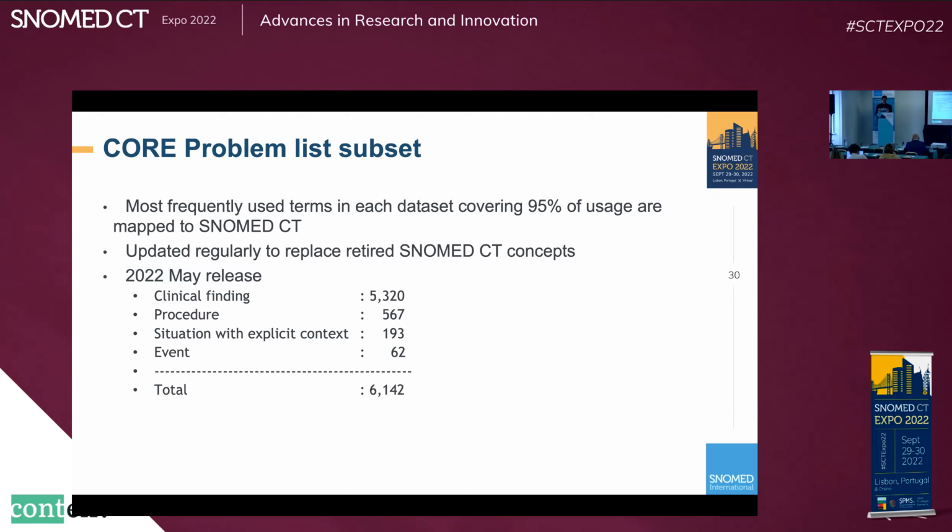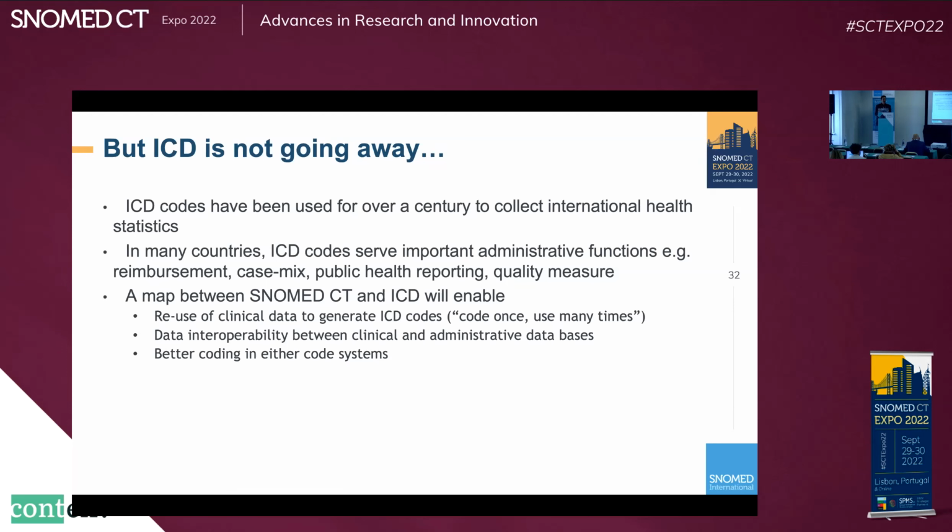Next, I'll change gear and talk about how SNOMED can interact with ICD. ICD codes will still be around and are not going away. So one idea is to create a map between SNOMED CT and ICD. What are the benefits of such a map? First of all, we can reuse clinical data that is encoded in SNOMED CT to generate administrative codes in ICD.